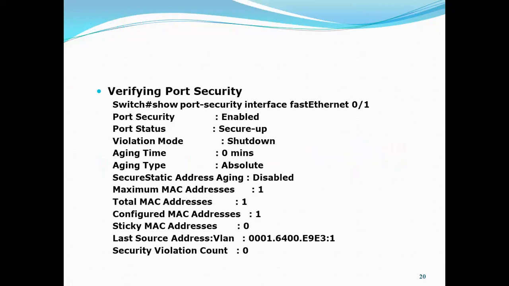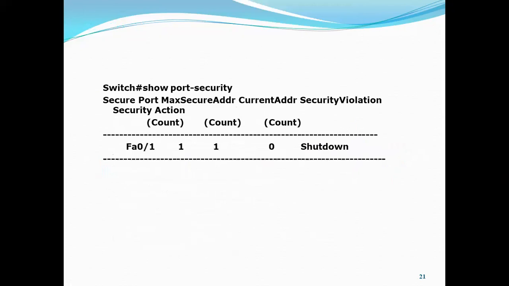Then after configuring it, you can verify by show port-security. You can also use show port-security for a particular interface and interface number. It shows you that port security is enabled, port status is secure-up, violation mode, aging time, aging type, total number of MAC addresses, configured MAC address, sticky MAC address, source MAC address, all these things. Or just show port-security. This will show you that port security is enabled on which port, how many violation counts there are, and what the violation mode is.